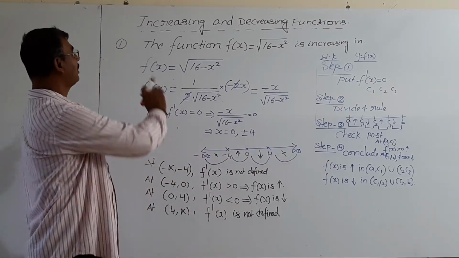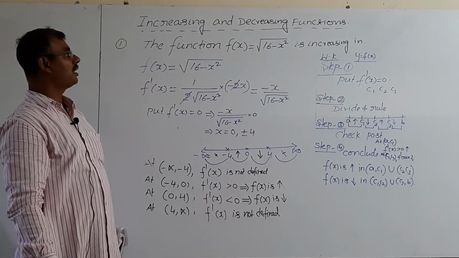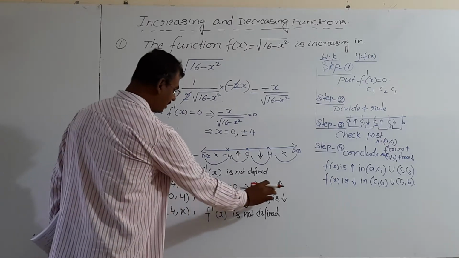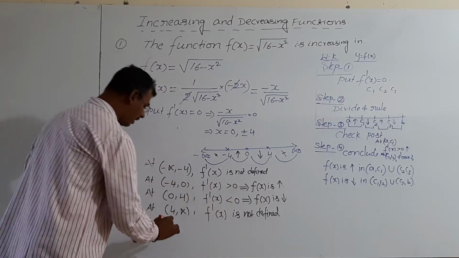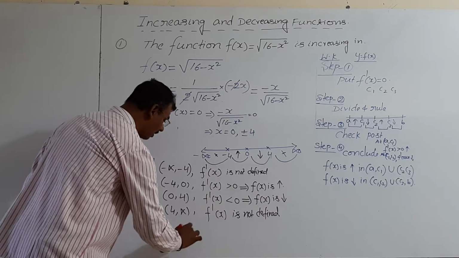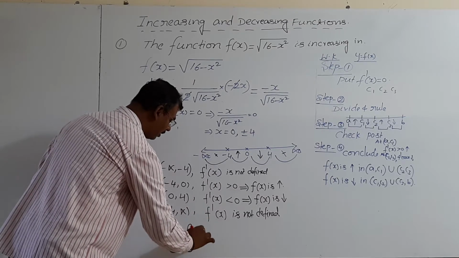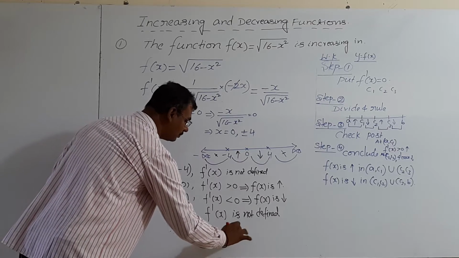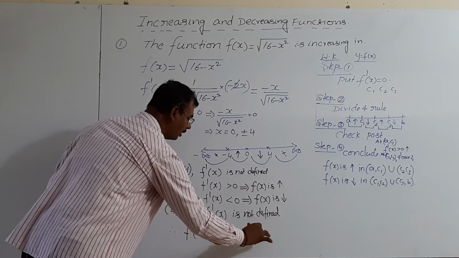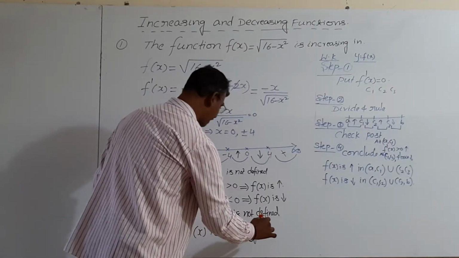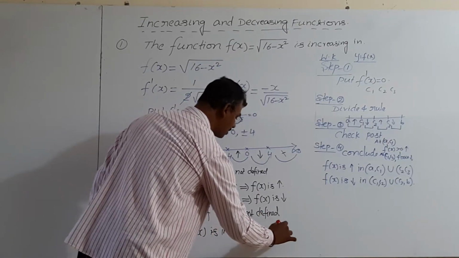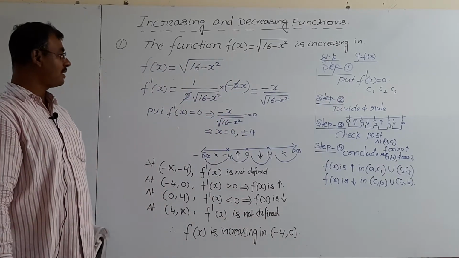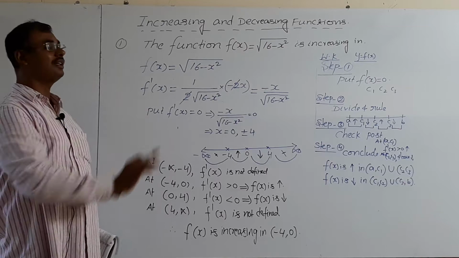So what is being asked in the question? In which interval is the function increasing? Minus 4 comma 0. Final answer, conclusion: f of x is increasing in minus 4 comma 0. In this interval the function is increasing.